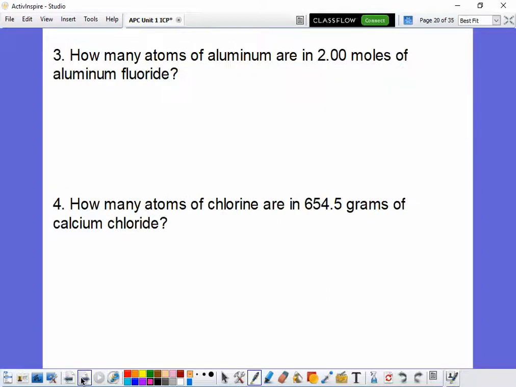Let's go ahead and skip to number 4, which is D on your page. How many atoms of chlorine are in 654.5 grams of calcium chloride? All right, so first of all, what is the formula for calcium chloride? CaCl2. Okay. So let's just start off. We have the mass of calcium chloride. So where do you think we need to go first? The moles. So 654.5 grams calcium chloride. Let's just go ahead and convert that to moles.